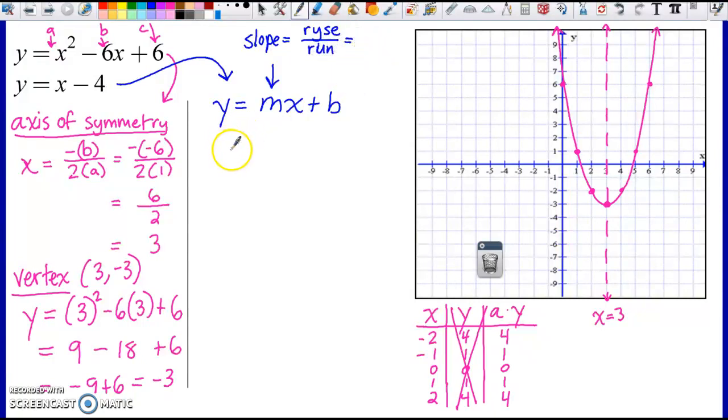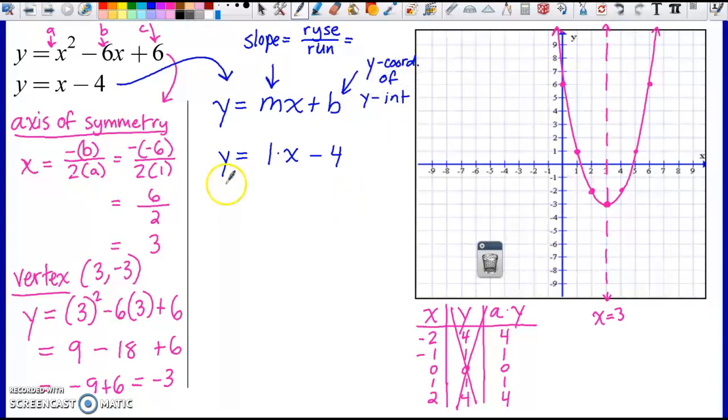Now, in this case, what's m? It's 1. So my slope would be 1 over 1 up. What's my b value? It's negative 4. Well, negative 4, the b value, is the y-intercept. So actually the y-coordinate of the y-intercept. So where is this blue graph going to intercept the y-axis? Well, the y-intercept is (0, -4) because of this b value. So I put that there.